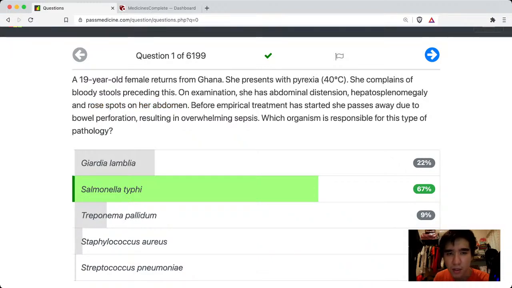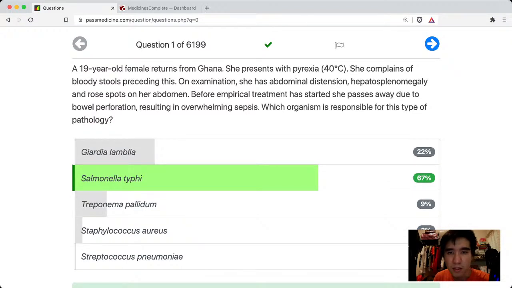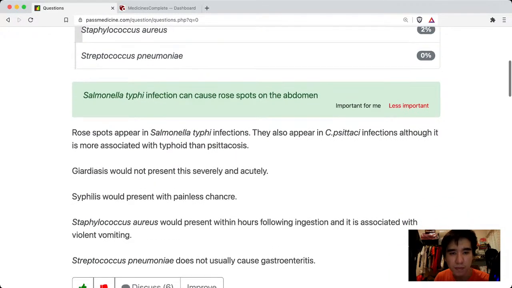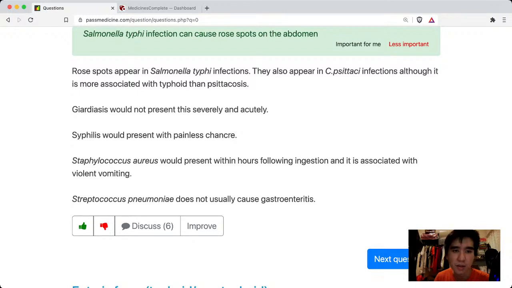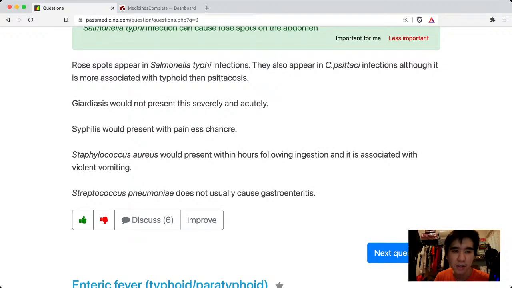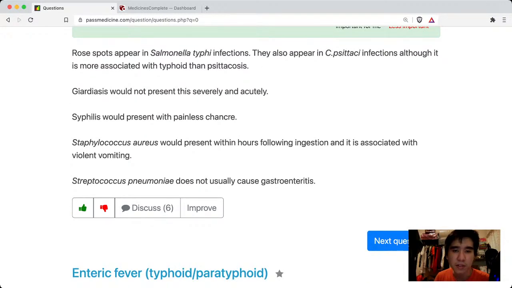So other features we can learn from this is she has abdominal distension, hepatosplenomegaly. Okay, that's quite deadly. Giardiasis would not present this severely and acutely. Syphilis would present with a painless chancre. Staphylococcus aureus would present within hours following ingestion and is associated with violent vomiting. Streptococcus pneumoniae does not usually cause gastroenteritis. Okay.